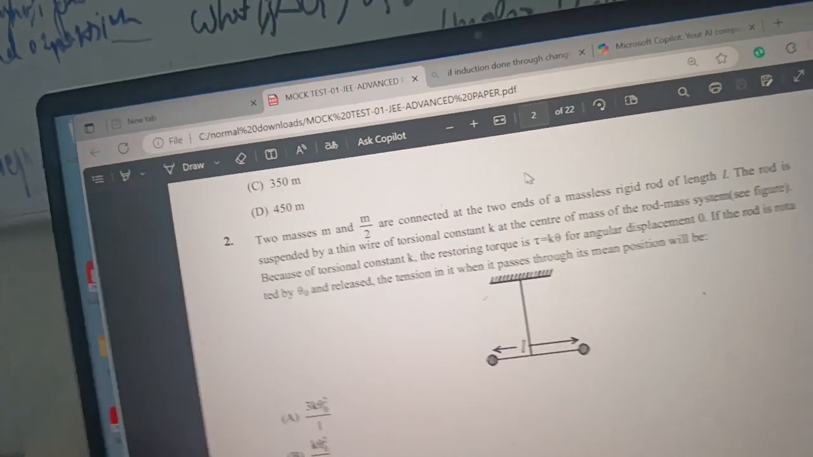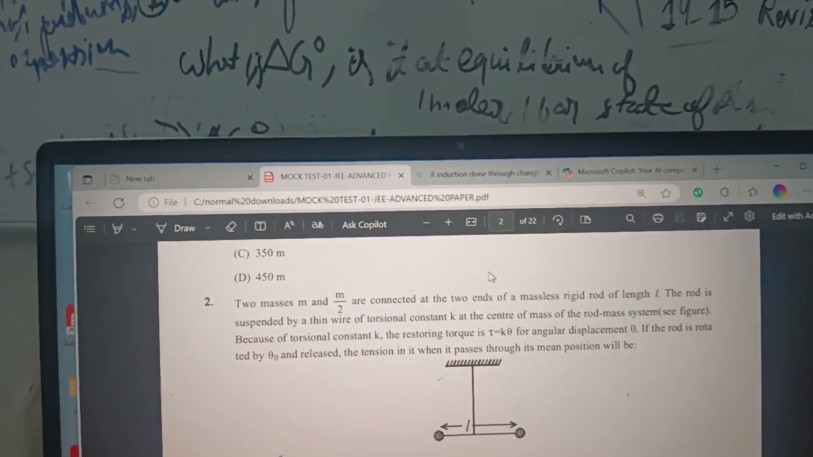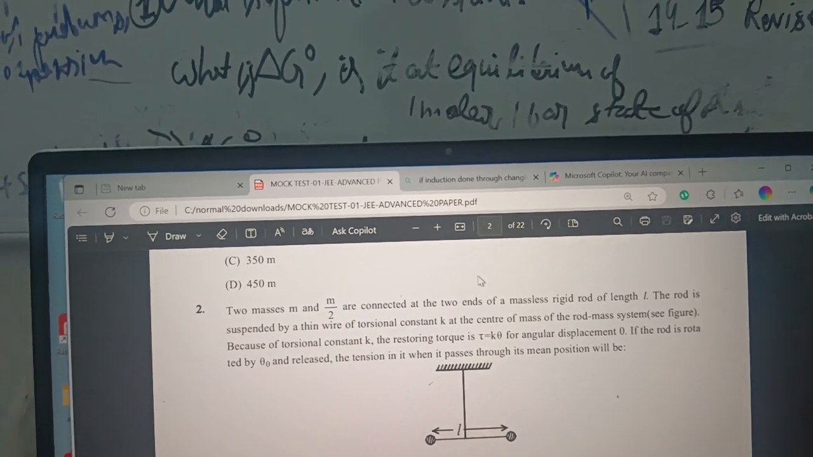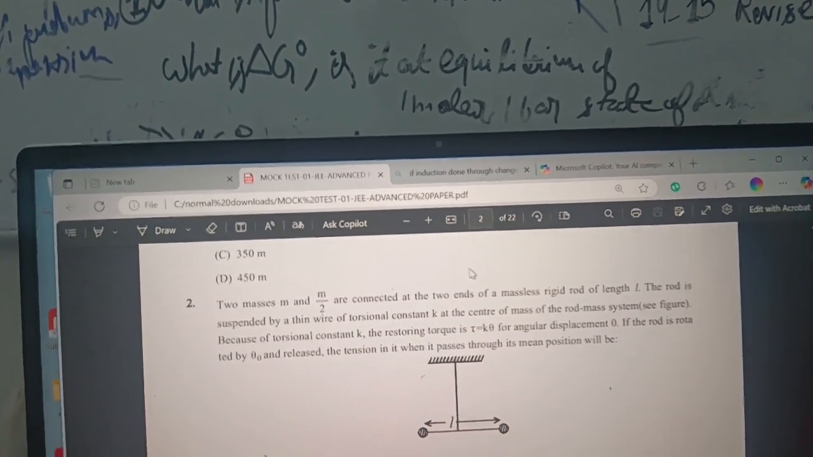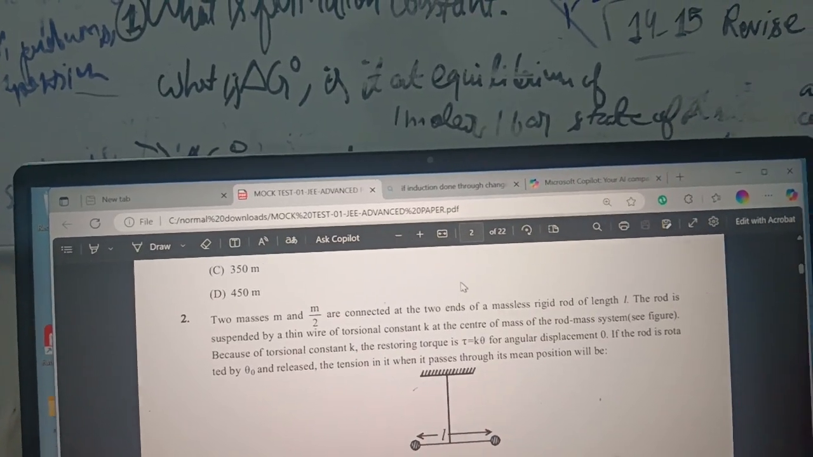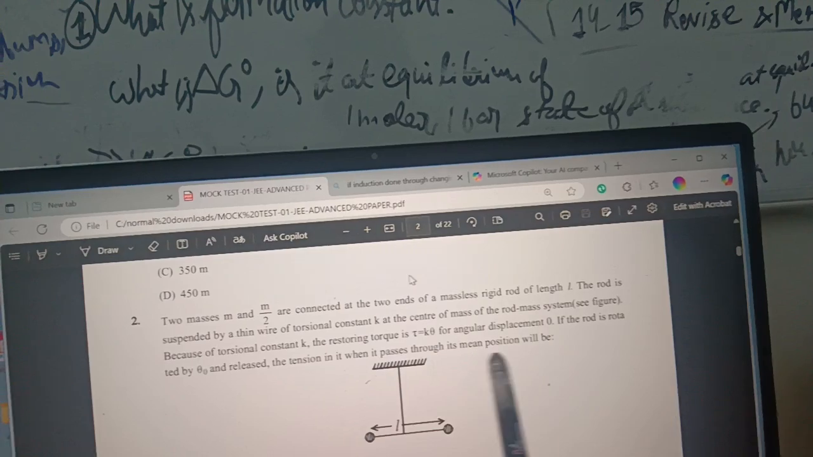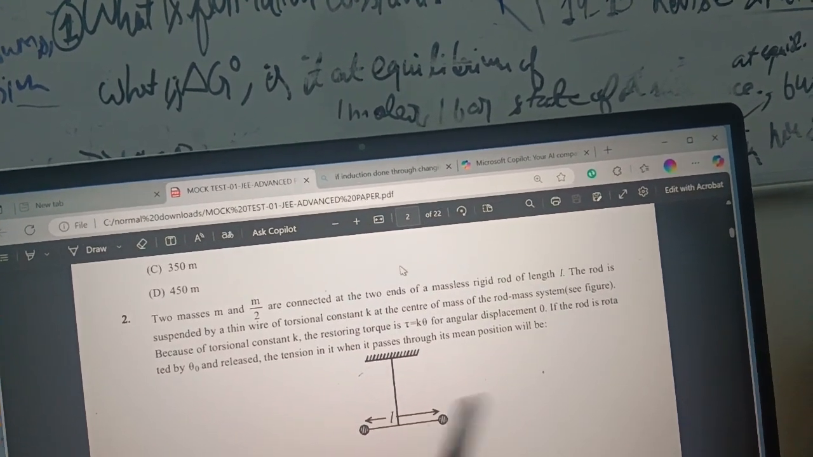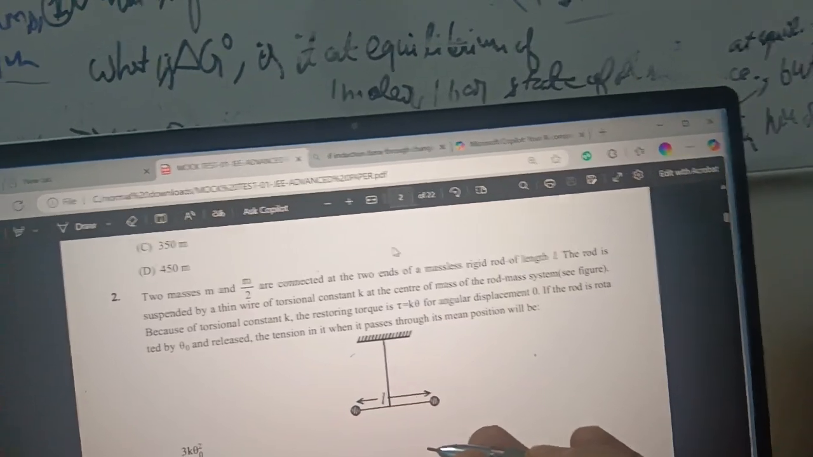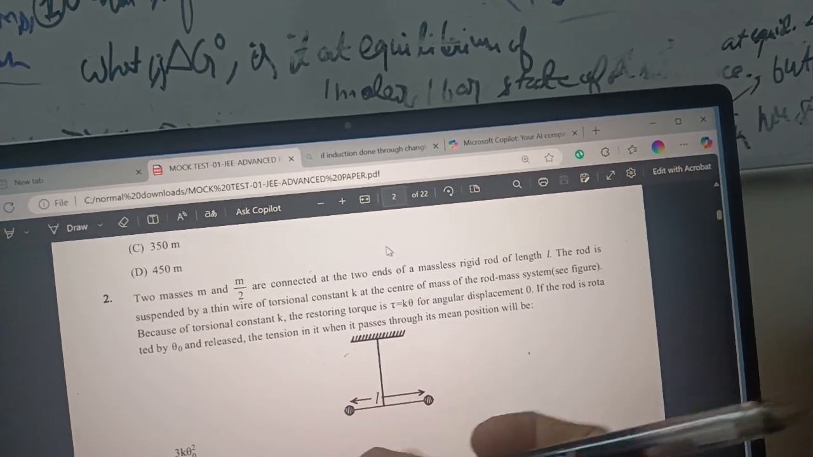torsion case, here the rod, there is center of mass of this rod, and from this point this string is connected, and we are asked what is the tension. Here in this case it is asking me what is the tension through its mean position, means that position where the tension in it when it passes through its mean position.